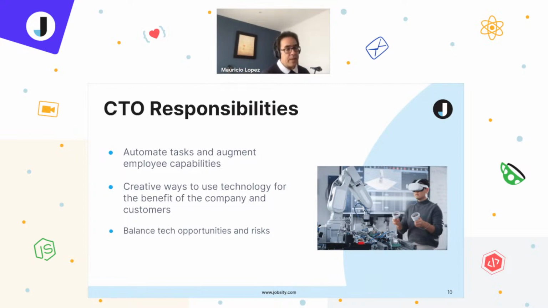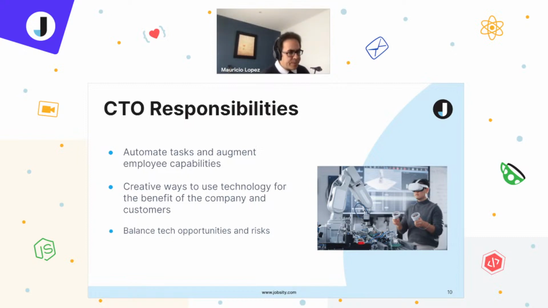For 7 years, I've been working closely with the CEO of JobCity to make sure we're going ahead, to make things more automated, more predictable, more reliable. Okay. A couple more items: creative ways to use technology. And the last one, very important, balance tech opportunities and risks.